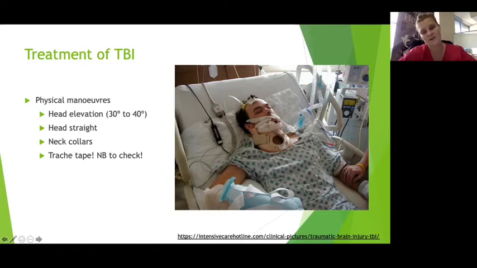Ensure that the head is straight. This sounds very simple, but it actually makes a massive difference. If you actually turn a patient's head to the side, you're impeding the venous drainage from the internal jugular from that side, and it can actually make a massive difference with how well you can control the intracranial hypertension.